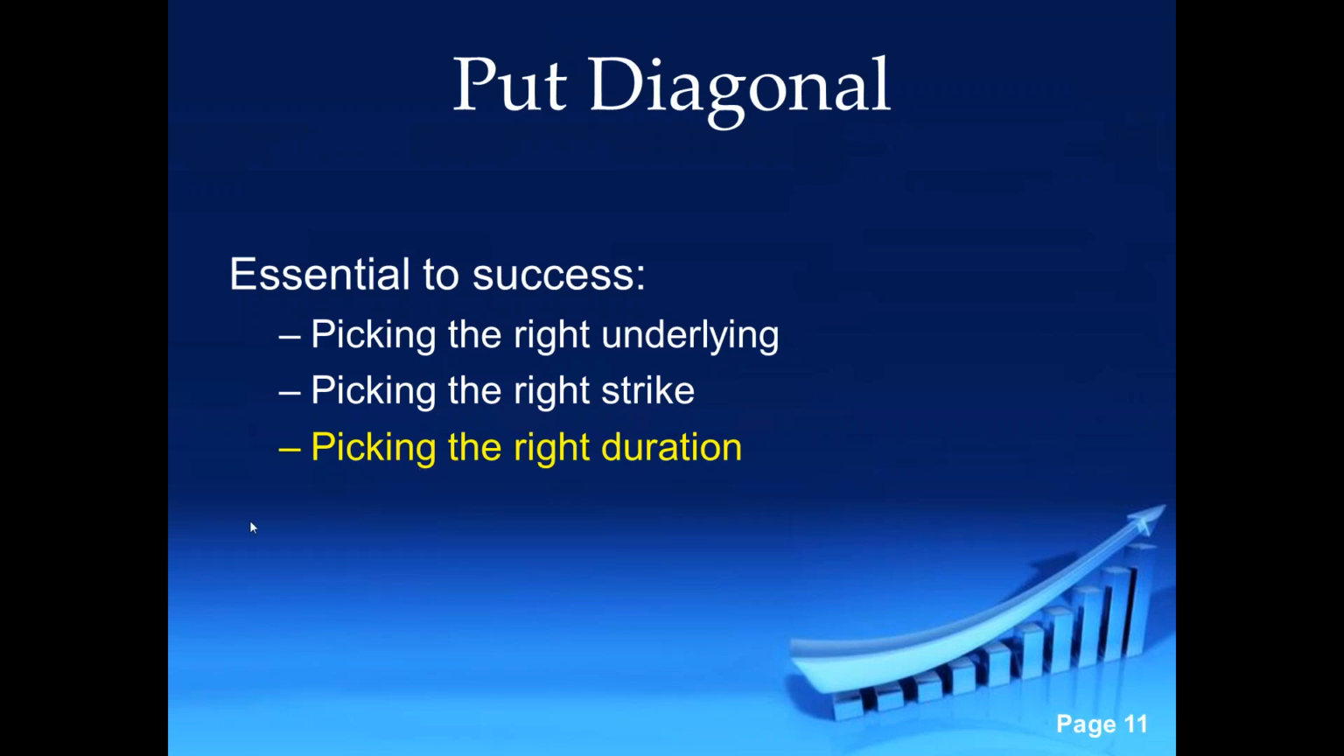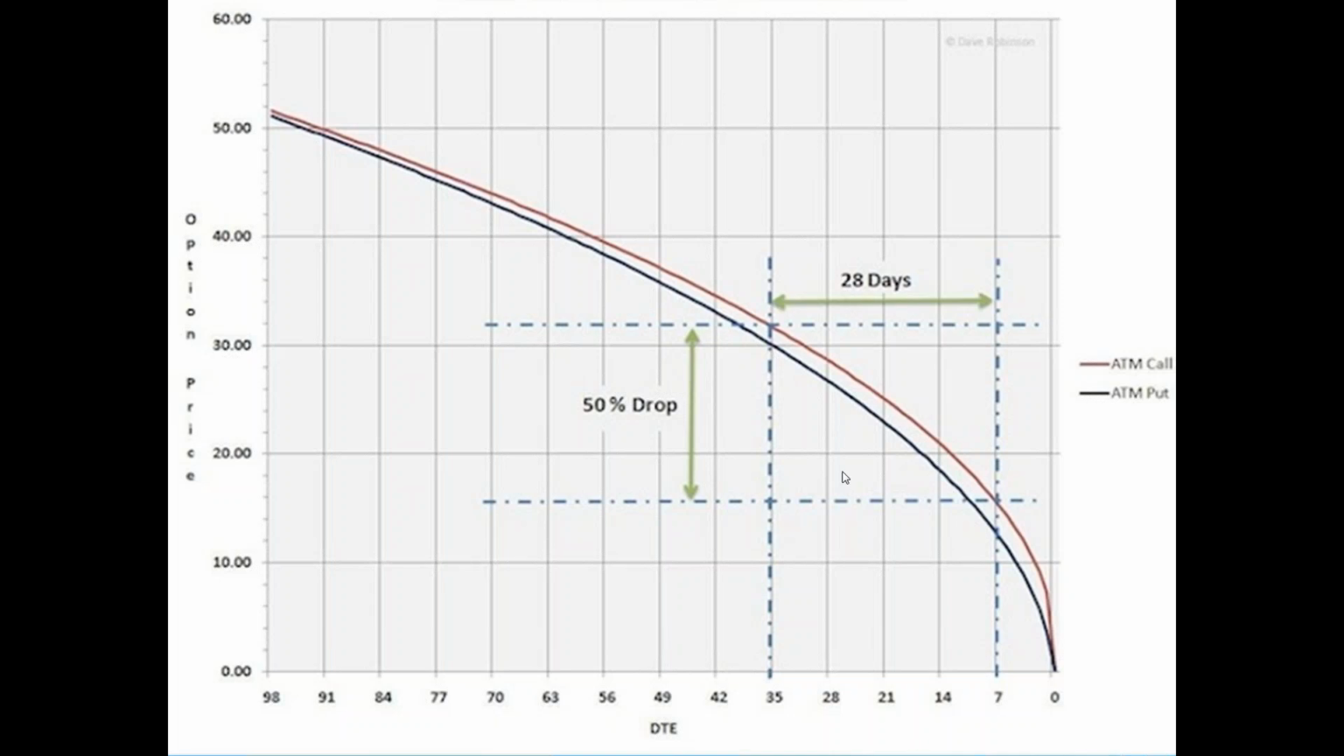So picking the right duration. This is what I was mentioning in the beginning. Right now we're in this massively declining theta decay of the option. That's what this chart shows. Further out in duration, you don't get theta decay really happening, but inside of 35 days, you get a 50% drop in theta decay in these last 35 days. Now, we don't want to stay in this strategy all the way to the end.